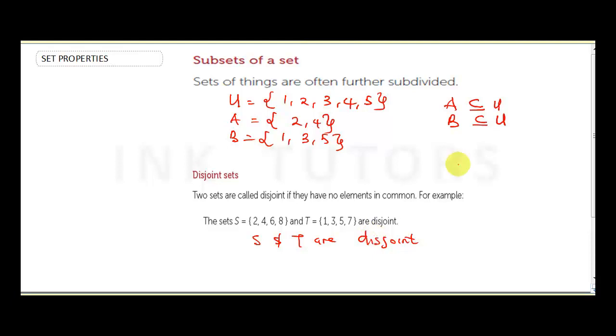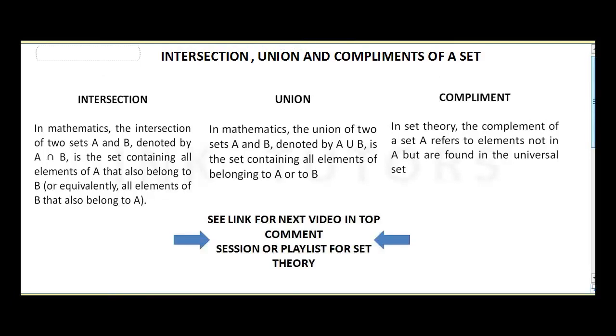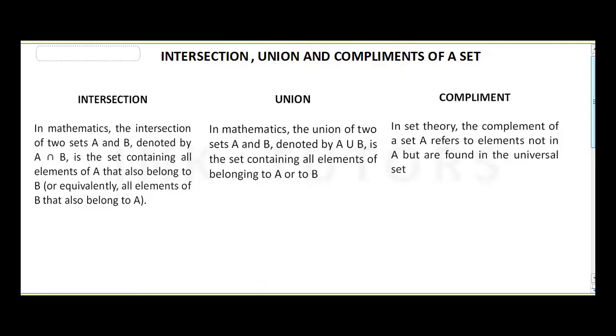Okay, so that will take us into intersection, union, and complement of a set. Now, in solving several questions on sets, you're going to encounter the word intersection several times. You're going to encounter the word union and complement of a set. The first thing, let's go ahead and discuss the term intersection. In mathematics, the intersection of two sets, A and B, denoted by A ∩ B, is the set containing all elements of A that also belong to B, or equivalently, all elements of B that also belong to A. To summarize this whole statement, it means things that are common to both A and B.